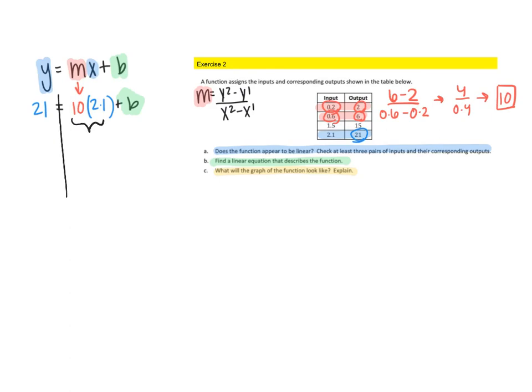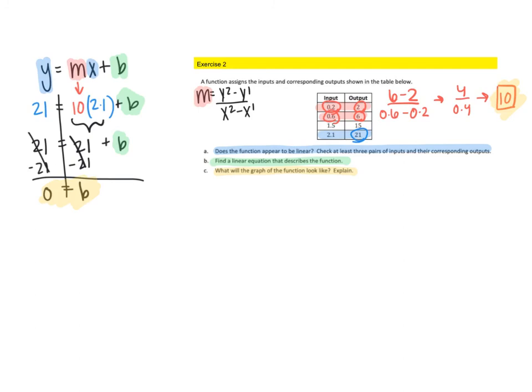10 times 2.1, this is 21. I get 21 equals 21 plus b, trying to get that b by itself still. Right now it's being added to 21, so I'm going to take away 21 from both sides. Cancels over here, I'm left with 0. Cancels here, I'm just left with a b. So my b is a 0. So hopefully you were able to find that 0 for your b and that 10 for your m.